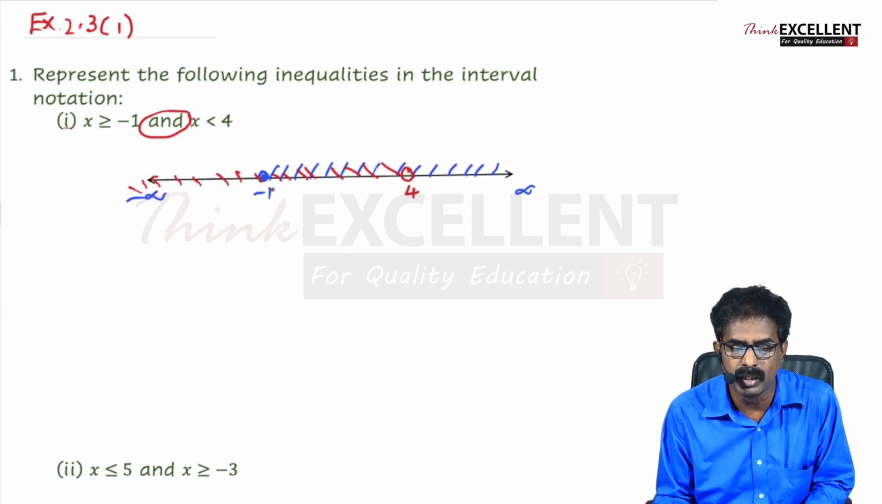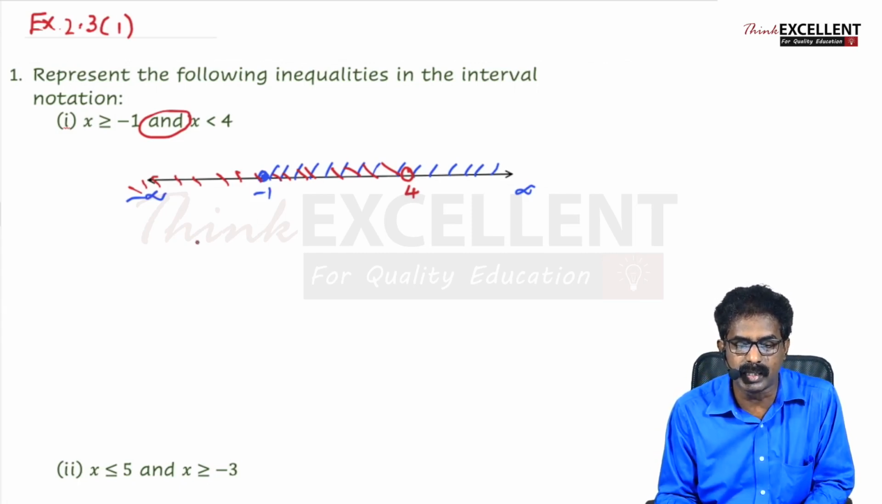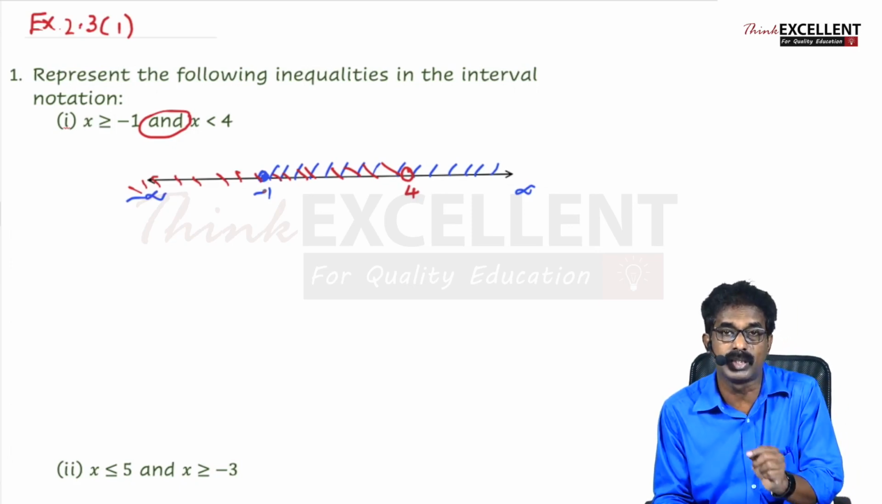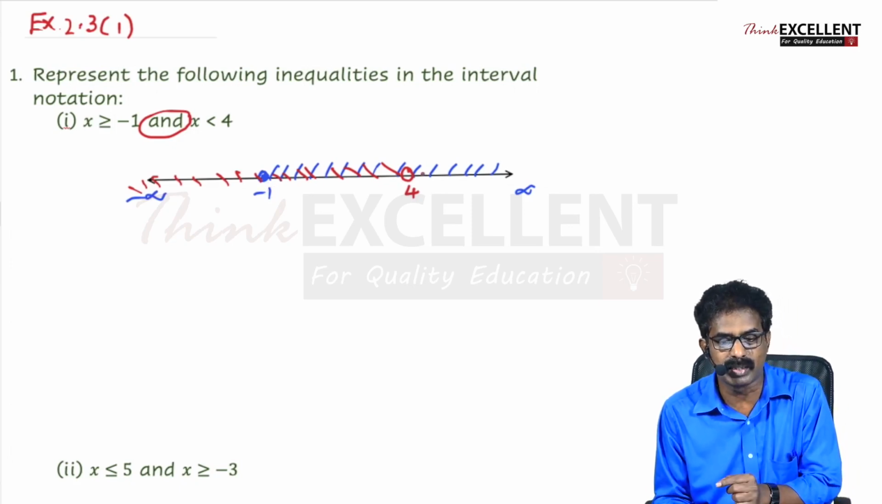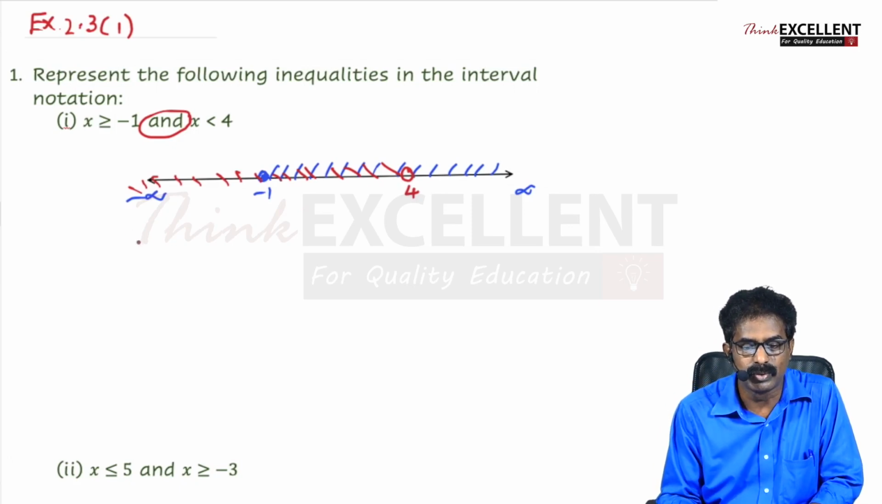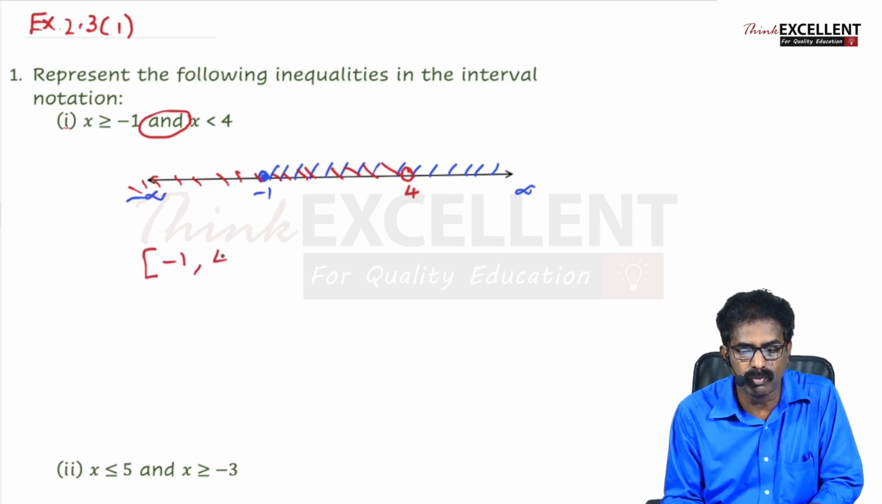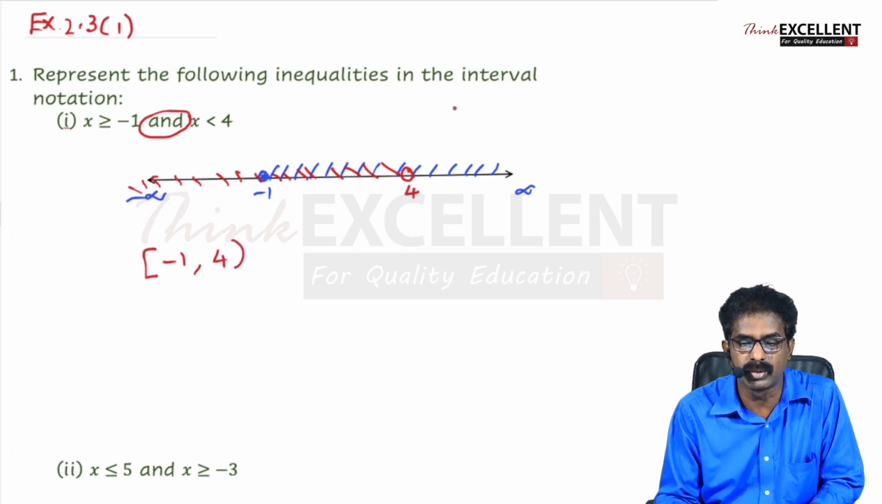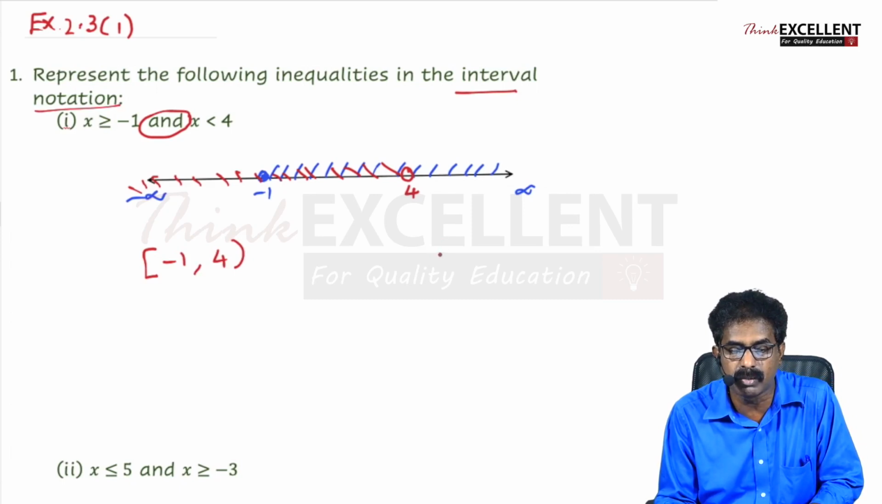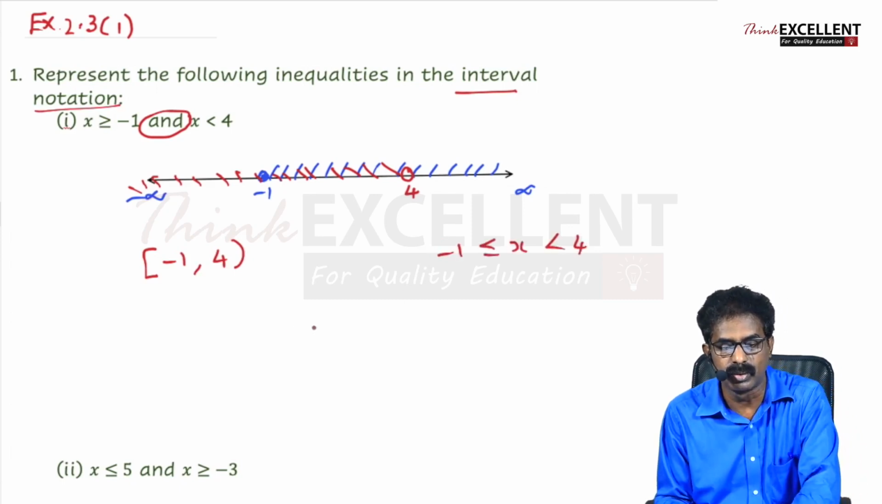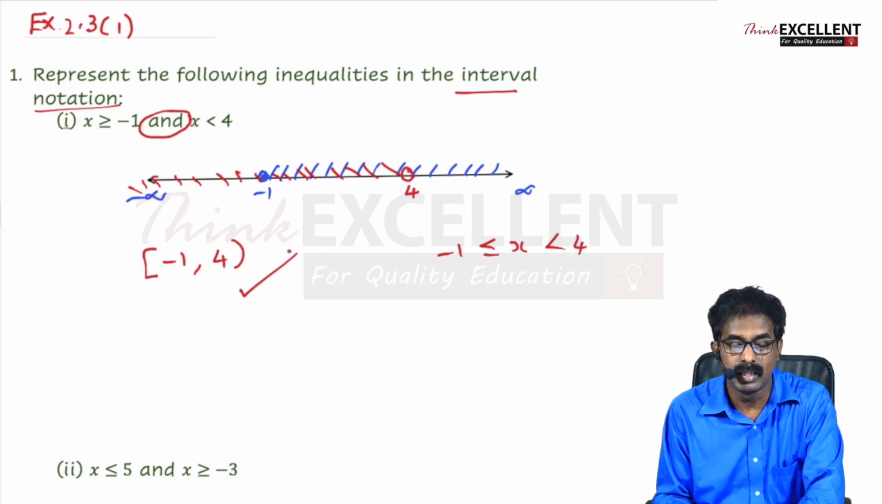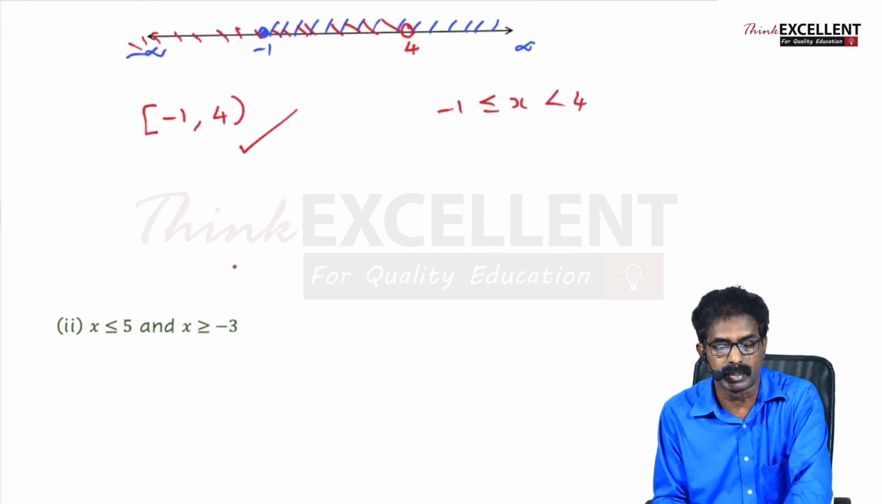So which portion is shaded in both the cases? Minus 1 to 4. Minus 1 is included because minus 1 is shaded in both the cases. 4 is not shaded in both the cases, right? So your answer is closed interval minus 1 to 4, because they asked to write your answer in interval notation. As an inequality, it means minus 1 less than or equal to x less than 4. Okay, like that you have to do. But they asked to write it as an interval, so this is what they expect.